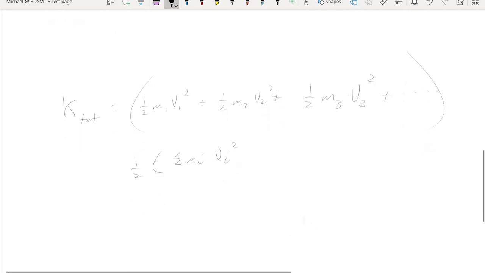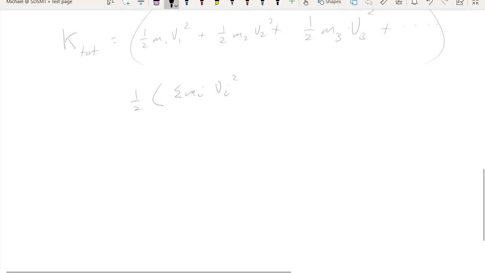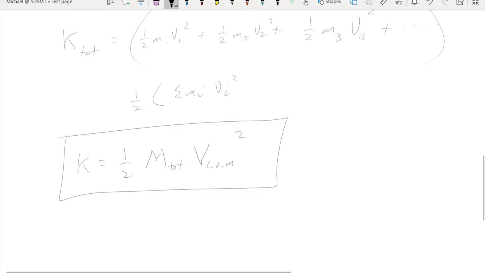Would it not be easier to just find out what the equivalent mass of the system is, which in honesty would just be the sum of all the masses in the system, and then apply that to the velocity of the center of mass for the system and call it good? And in fact, this process here will condense down to the same equation that we have right there.